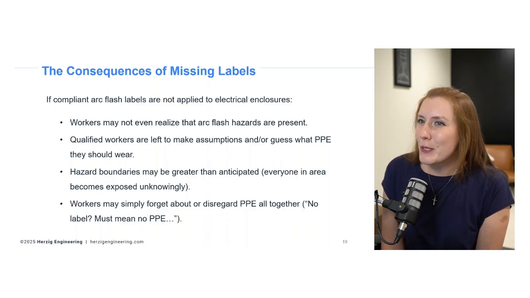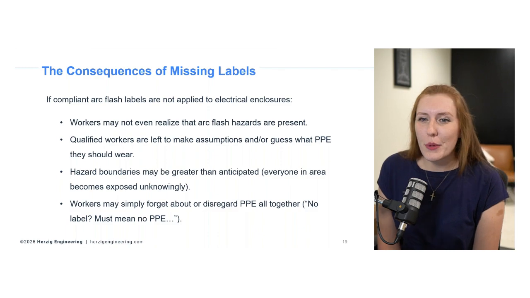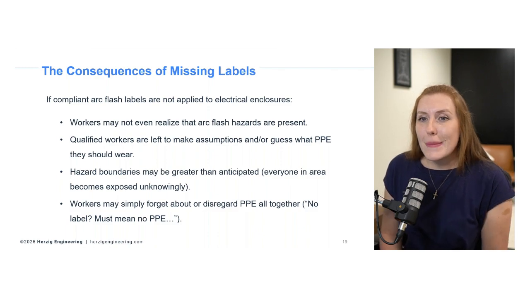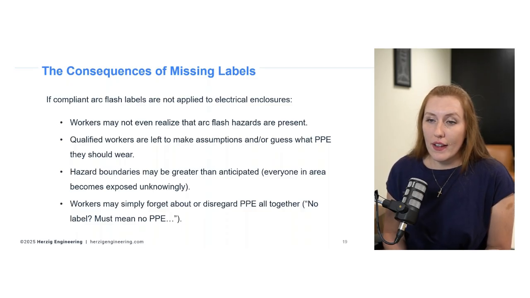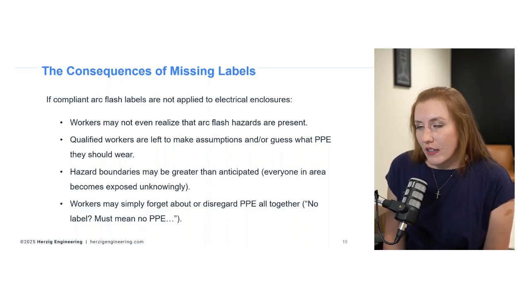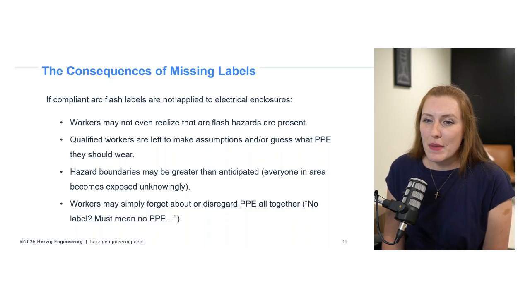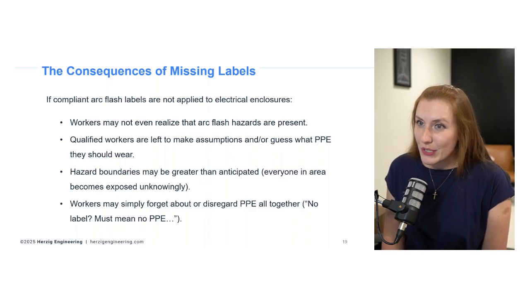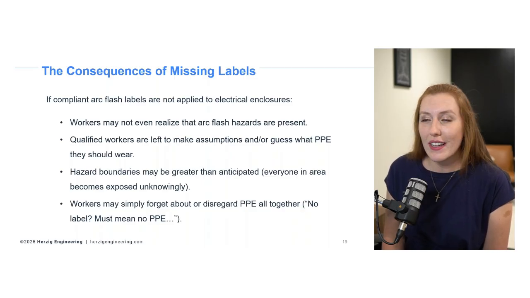Well, these are the kind of questions and exercises you can go through with your qualified workers in training, but don't leave that open. Take out this potential for guessing and assumptions. Put the label in place, verify that they're still there, and make it easier for workers to figure out, I do need PPE, and here's how much, and here's where the boundary is. So what happens if you don't?